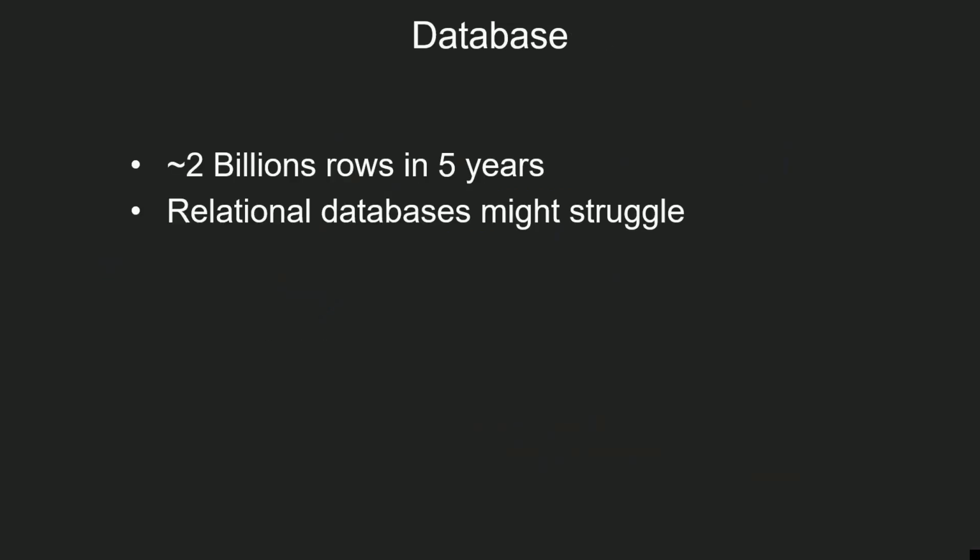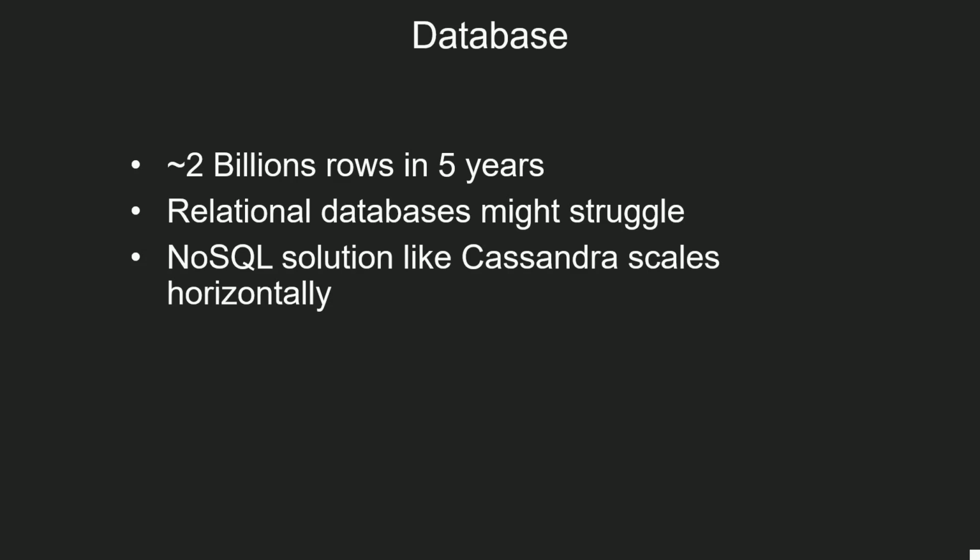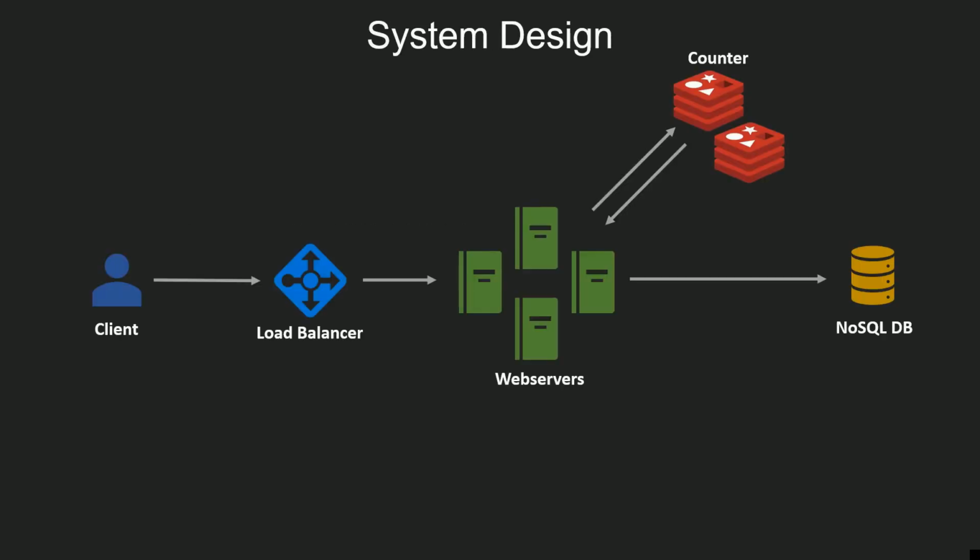Now let's talk about the database. With roughly 2 billion rows to handle, our traditional relational database might struggle with performance. While we could optimize it for querying and use sharding for scalability, a better option would be to switch to a NoSQL solution like Cassandra. Systems like Cassandra are designed to scale horizontally, unlike relational databases, which were initially built to run on a single server. As traffic grows, we can handle the increased load by simply adding more nodes to Cassandra.